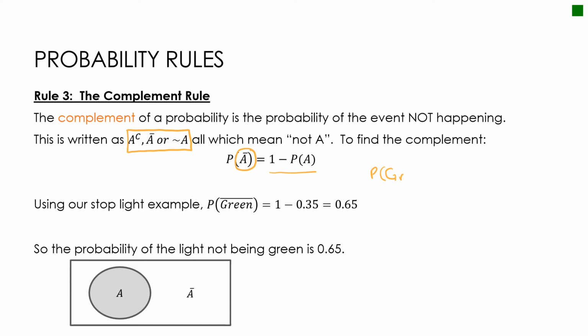Okay, so using our stoplight example, I knew that the probability of green was 35 out of 100, and so that's 0.35. And so if I'm looking for the complement of that, or the probability that I did not get a green light when I got to the light, I would then take 1 minus 0.35, which would give me 0.65. So the probability of the light not being green is 65%.